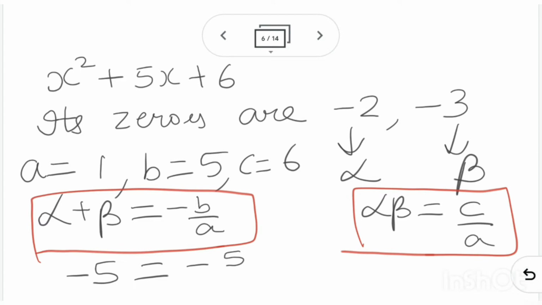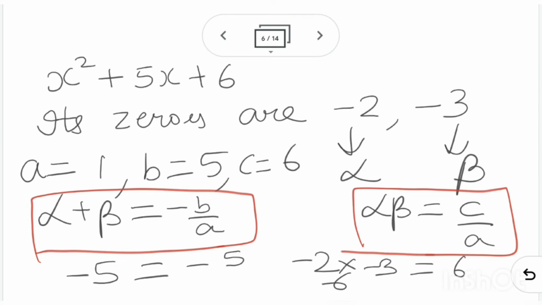Similarly, we will verify the product of zeros. If we multiply these two zeros, minus 2 into minus 3, we get 6. And putting values in c upon a, c is 6 and a is 1, so again we get 6 upon 1, that is 6. So here also we have verified the relationship. This is how we can verify the relation between coefficients and zeros of a polynomial.